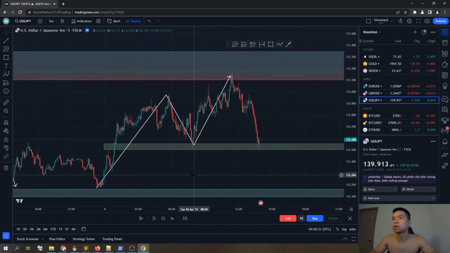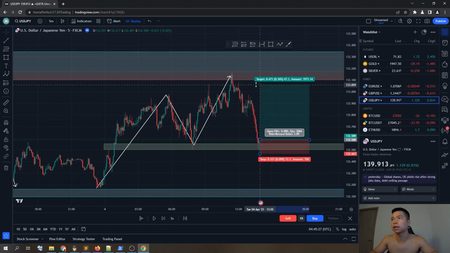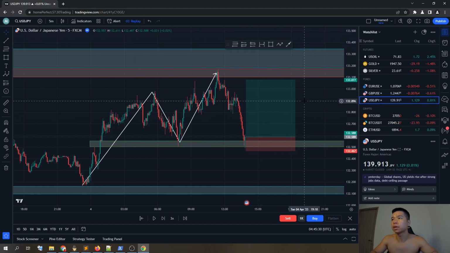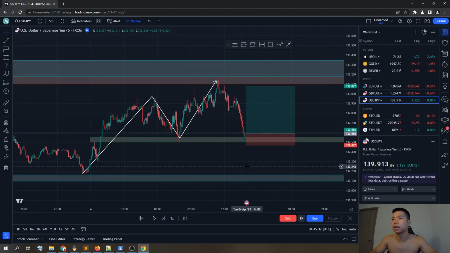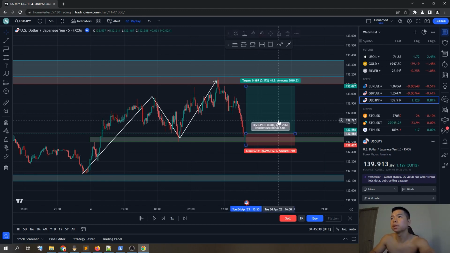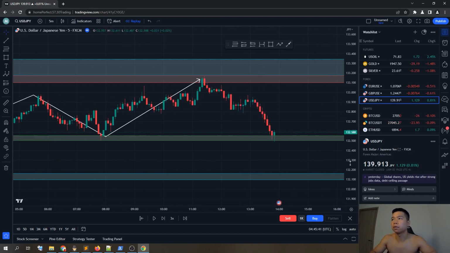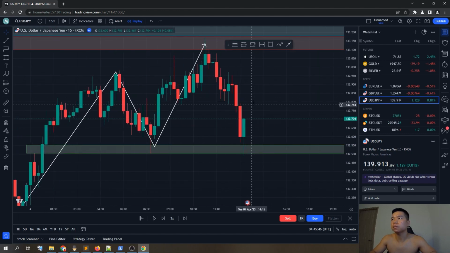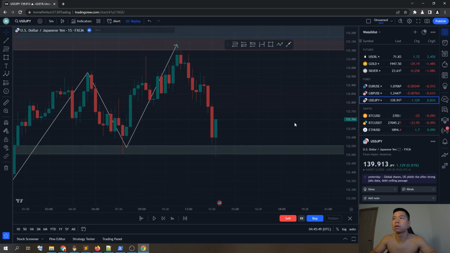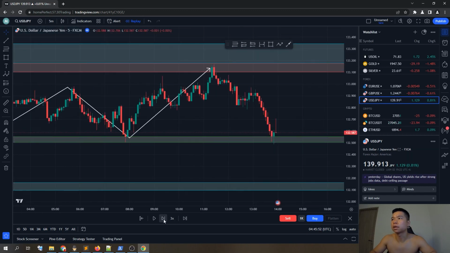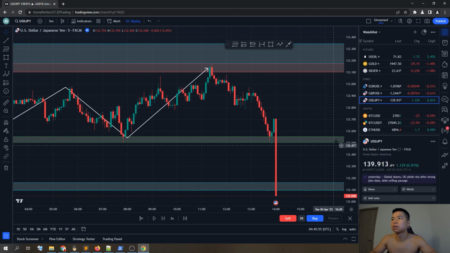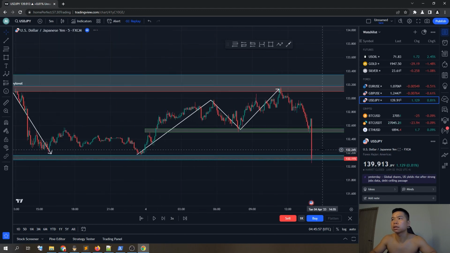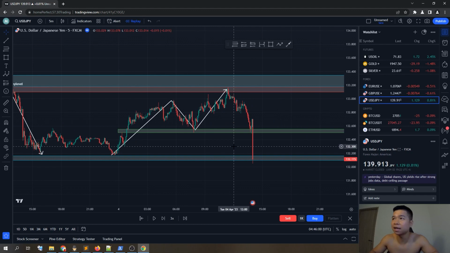So should I enter long here and target here, or should I short it and target down? We've got some rejection, but this is only one candle, one green candle after a breakout, as you can see here. So I will wait for some more price action. See, yes. Luckily I did not enter.